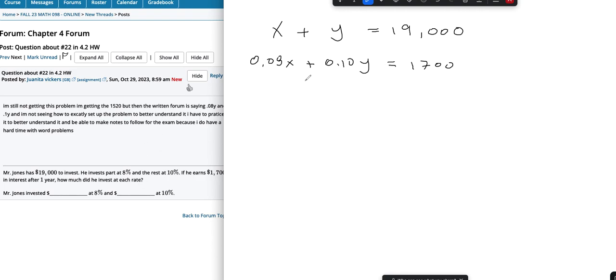And that's every one of these. The first one is going to be the total amount of money. The second one is going to be the interest. So again, if I were going to solve that, I'd multiply both sides by negative 0.08, add those together, and I'd have my y. That's pretty much what there is. And like I said, the next problem is going to be really similar to that one as well.